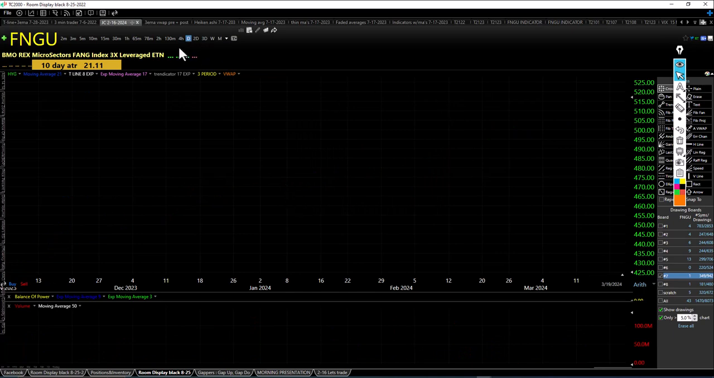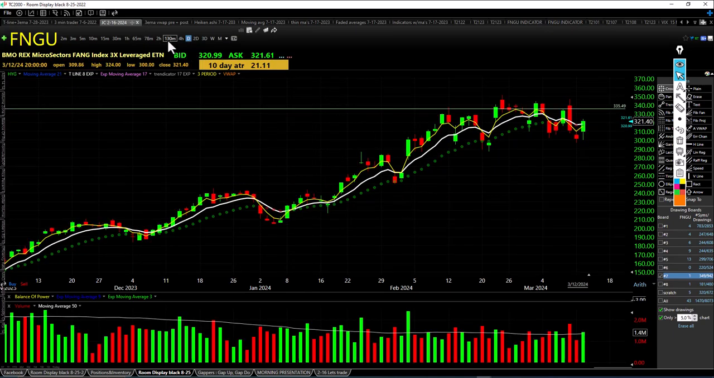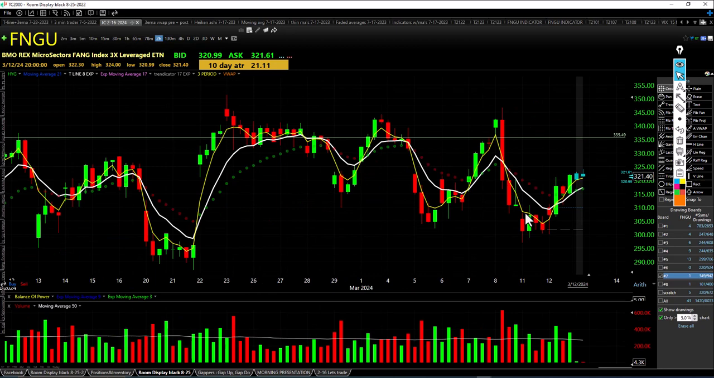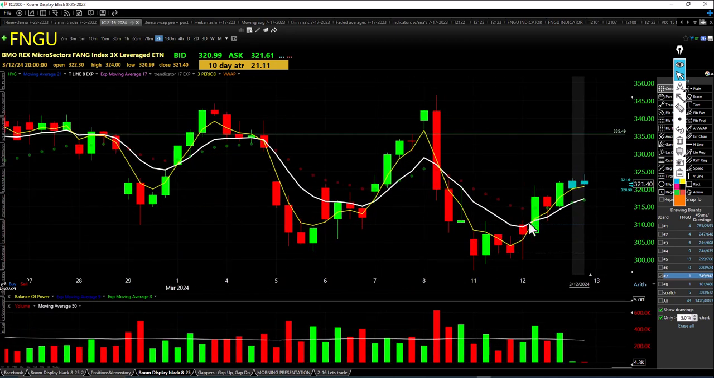Okay. What do I want to see in the FNGU? I want to see a 2-hour uptrend. Okay, I got the 2-hour. See, I got the 2-hour cross right here. That's what I want to see. I want to see price action moving up and away from the location of the cross.